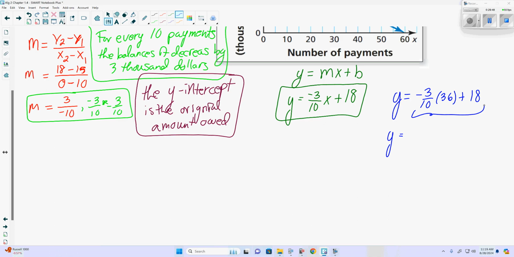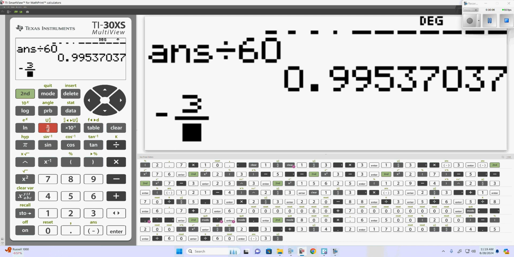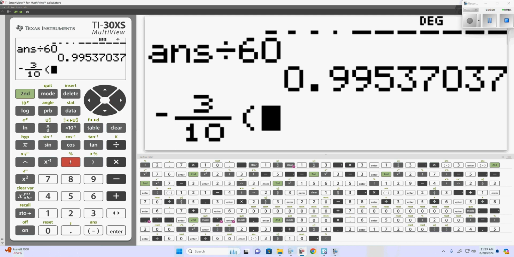Now we just need to calculate this. There's 2 ways we can do it. The first one is we can do -3/10 times 36, and take whatever that amount is and add 18 to it, yes? Or -3 tenths, 36.